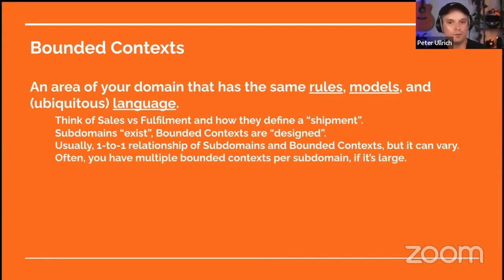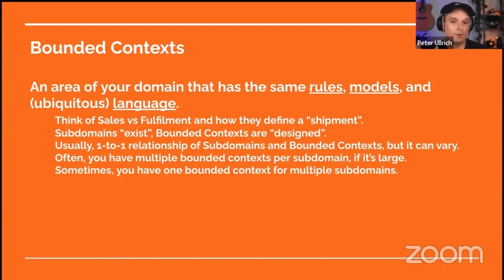Often you have the situation that one subdomain is very big and contains a lot of use cases. Then we need to have multiple bounded contexts that encapsulate each use case. And sometimes you even have one bounded context that spans multiple subdomains, because the subdomains might be small and everybody in the subdomains uses the same language, the same rules and the same models. So one bounded context spans all of these subdomains. It's not that often the case. Usually it's the other way around. One subdomain has a lot of bounded contexts, but again, it depends on your situation.